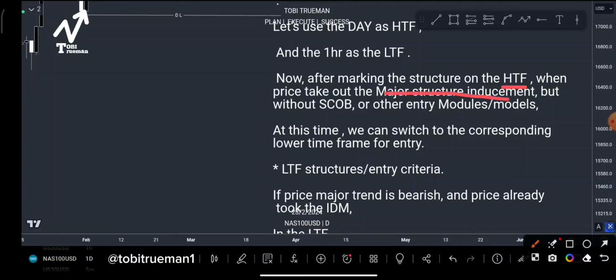All right, now after marking the structure on the higher time frame, when price takes out the major structure inducement, that's on the daily time frame, but without a single candle order block, that's SCOB, or other entry modules or entry models, when there is none, and especially after price took out the higher time frame inducement with a candle closure. Because when we have a candle closure, we don't have any single candle order block, we don't have any entry model or entry modules at that particular daily time frame as our higher time frame. All right, so that is what I'm talking about.